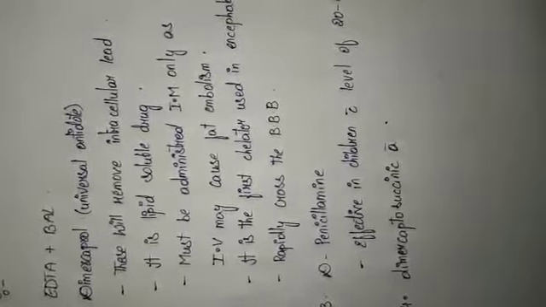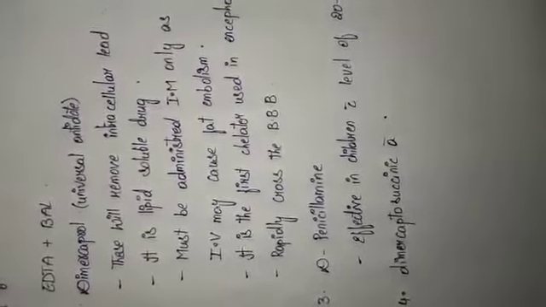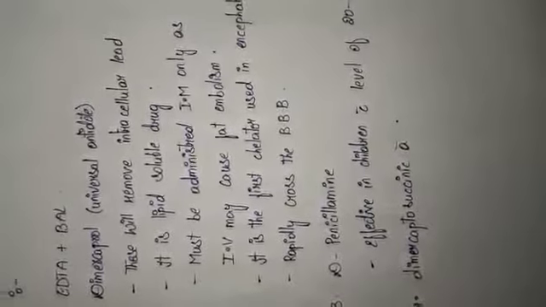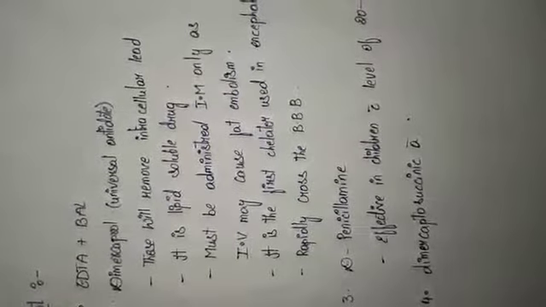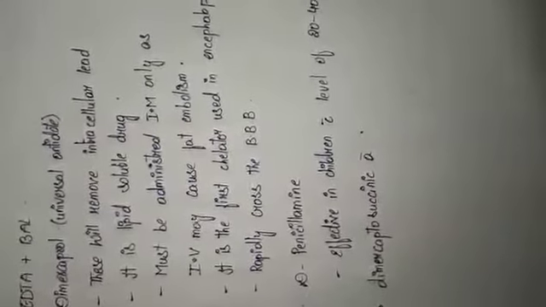We should not administer it through the IV route. This causes fat embolism. Fat embolism means release of fat globules in the blood circulation. And next, it is a chelator. It is the first chelator used in encephalopathy in children, and it easily crosses the blood-brain barrier. And next drug is D-penicillamine, which is effective in children at the level of 22 to 40 micrograms per 100 ml. Last one is dimercaptosuccinic acid.